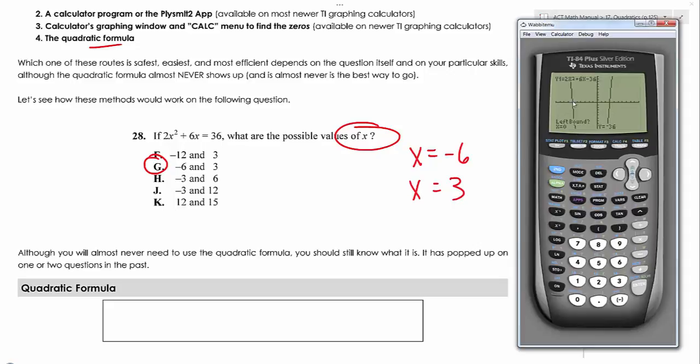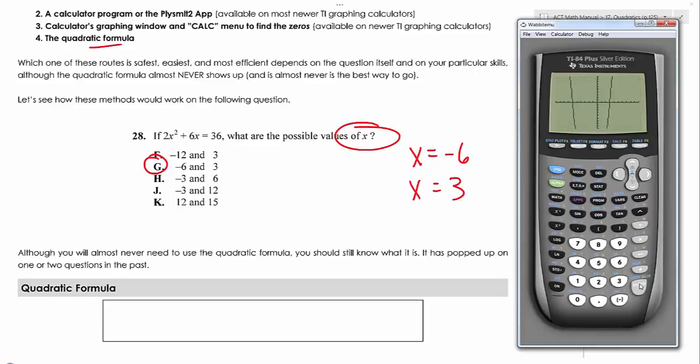Again, remember I could use the second calc, 0, number 2, which asks me for the left bound. So if I want to find this 0 on the left, I'm going to have to go to the left of that. Let's see, where is my cursor? There's my cursor coming up. So I'm to the left of that 0 now. I'm going to hit enter. I'm going to go to the right of it. I'm going to hit enter.